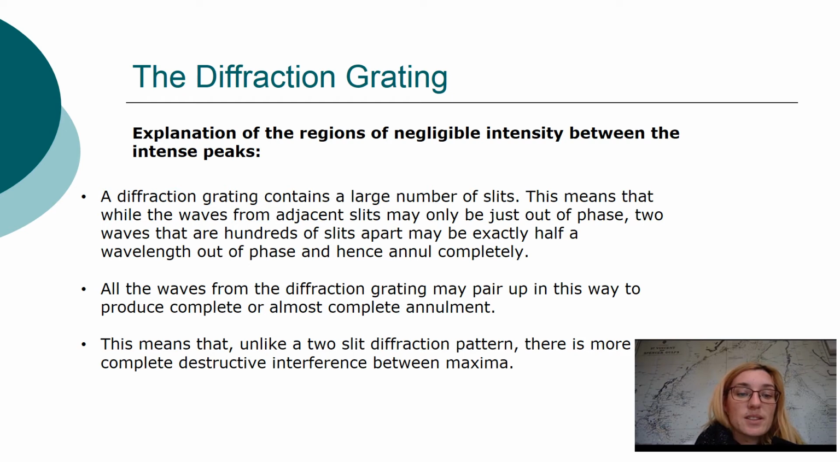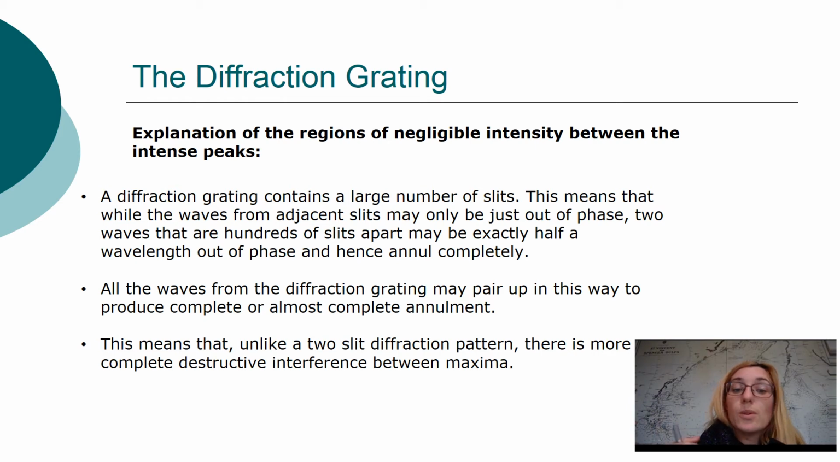And the reason for that is that a diffraction grating contains a large number of slits, and that means that while the waves from adjacent slits are only just out of phase, because there's hundreds and hundreds of slits available, one that could be 100 slits apart might actually be half a wavelength out of phase with that particular wave, and then they might annul completely.